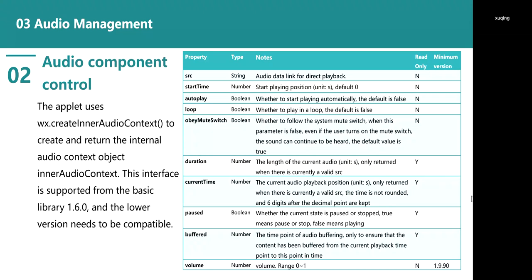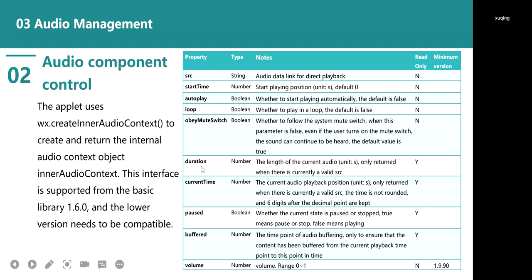Sorry, I have clicked it in next season 3. Yeah, you see here we have these attributes: the source of it, the audio data link, start time, and autoplay, which we can set as autoplay or not. Loop. Obey mute switch: whether to follow the system mute switch. When this parameter is false, even if the user turns on the mute switch, the sound can continue to be heard. The default value is true.